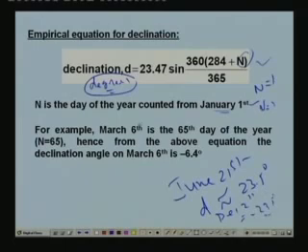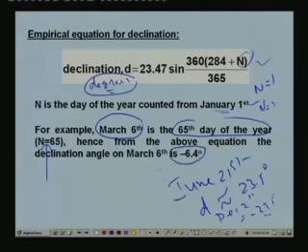For example, I want to calculate the declination for March 6th. March 6th happens to be the 65th day of the year, that means n is 65. All you have to do is substitute the value of n here. You will find that the declination on March 6th is minus 6.4 degrees from the above equation.